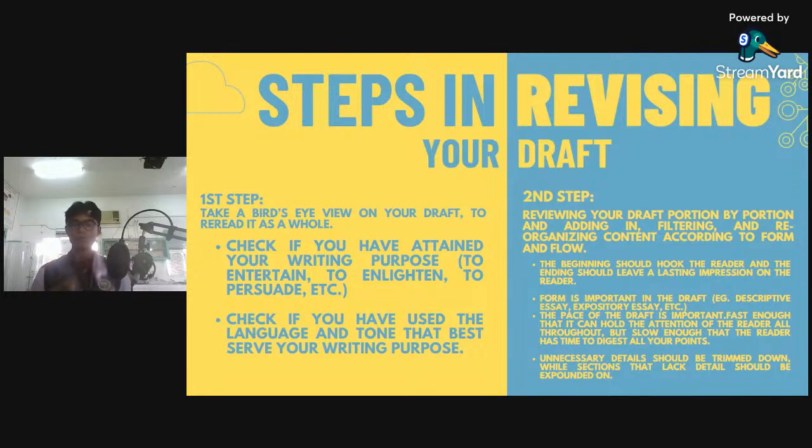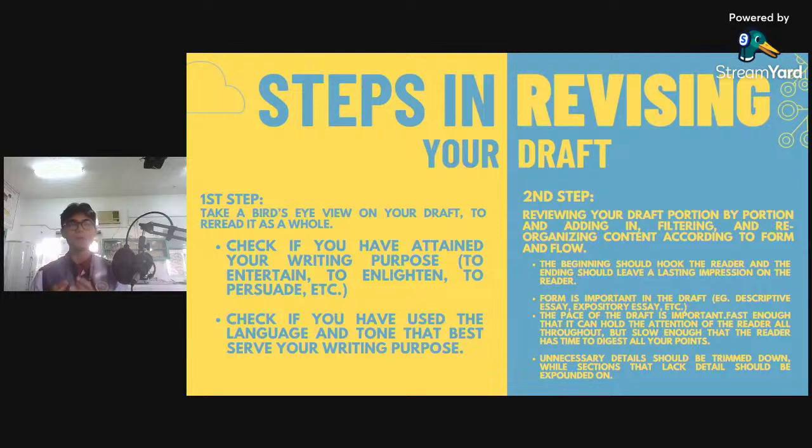So here, there are 4 bullet points. The first one is, the beginning should hook the reader and the ending should leave a lasting impression on the reader. That's what it says, you know? Without a good introduction, your reader wouldn't really get the gist of it, right? Like yesterday's topic, what was the topic yesterday? Topic sentence and supporting details, right? It basically was talking about how we should use those processes so that we could hook the reader in.